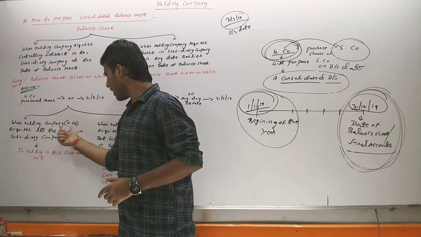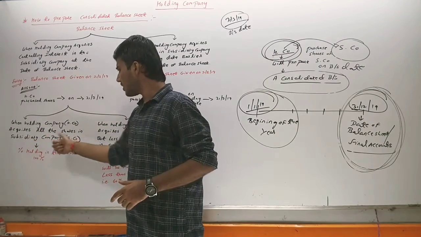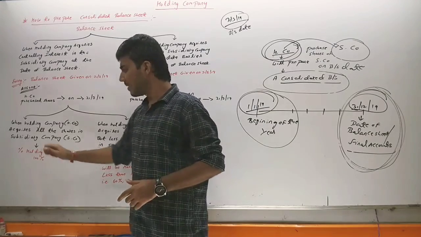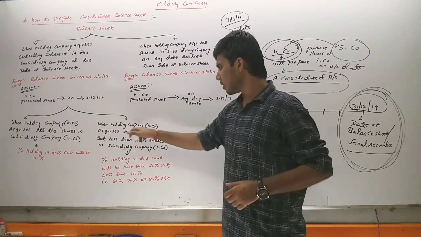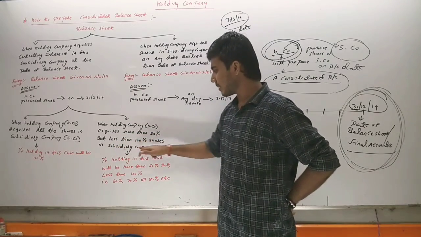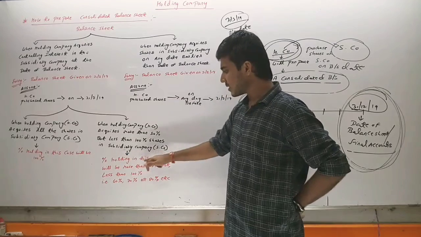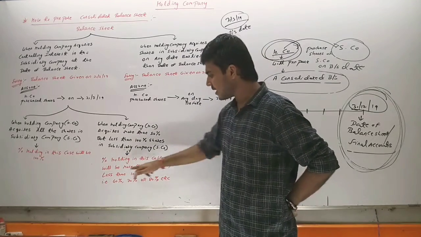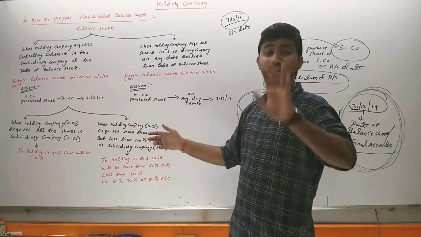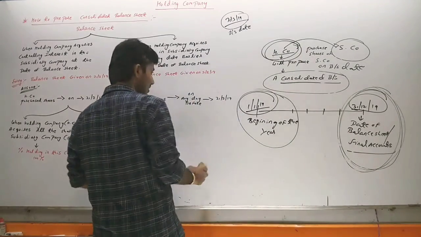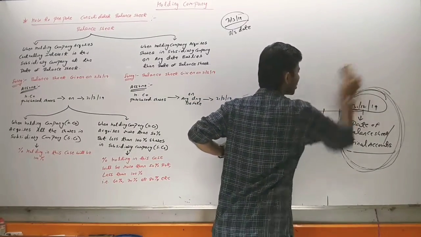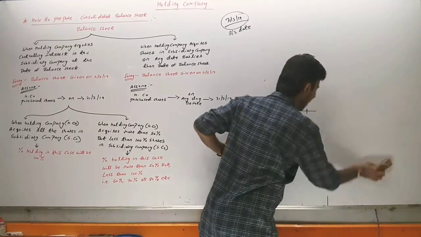First, when holding company X company acquire all the shares in subsidiary company S company, percentage holding in this case will be 100%. And second, when holding company X company acquire more than 50% but less than 100% shares in subsidiary company S company, percentage holding in this case will be more than 50% but less than 100%, which can be 60, 70 or 80% etc. We are seeing the first case 1, and case 1 is divided into two parts.